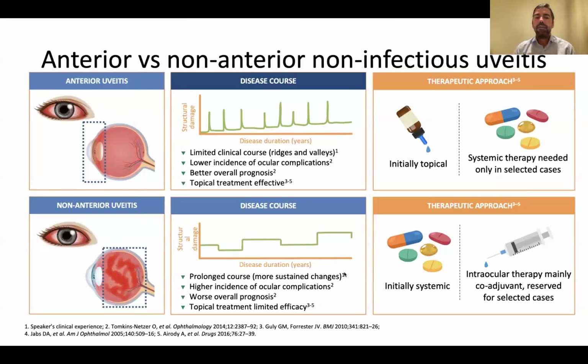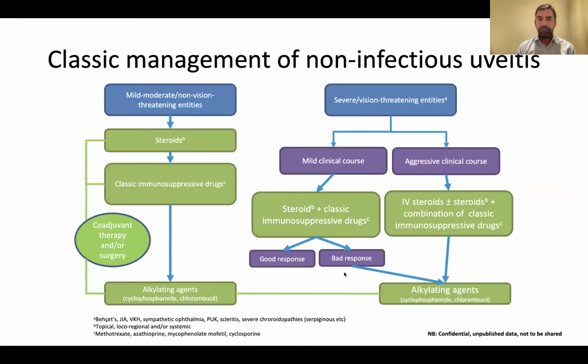On the other hand, non-anterior uveitis patients have a prolonged disease course with higher incidence of ocular complications, with a worse overall prognosis, and with topical treatment with limited efficacy. And that's why we initially treat these patients with systemic therapy with intraocular and surgery reserved for selected cases.